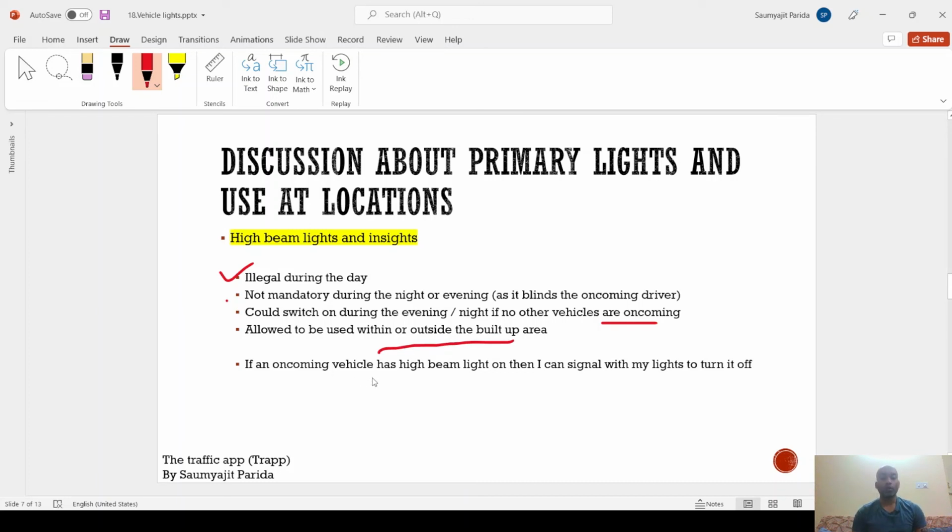If an oncoming vehicle has its high beam on, then I can signal with my lights to turn it off. It means we learnt about defensive driving or social driving behavior, and this is one of those behaviors: if the headlight of the opposite vehicle is directly blinding me, then I can indicate through my headlights.